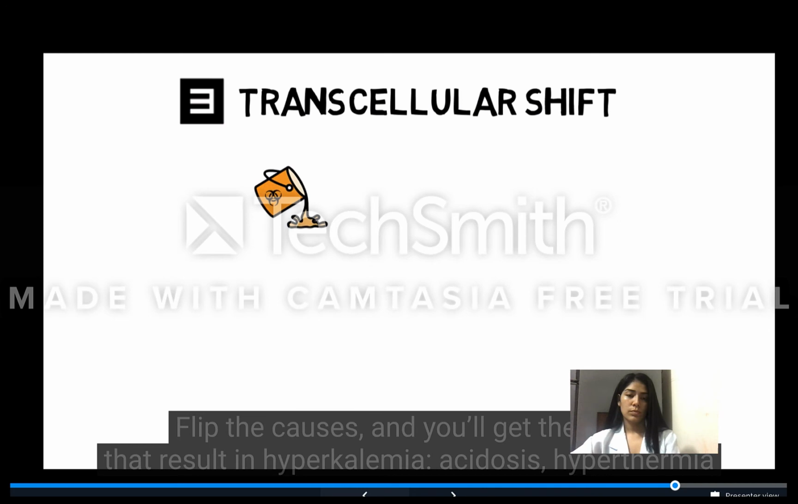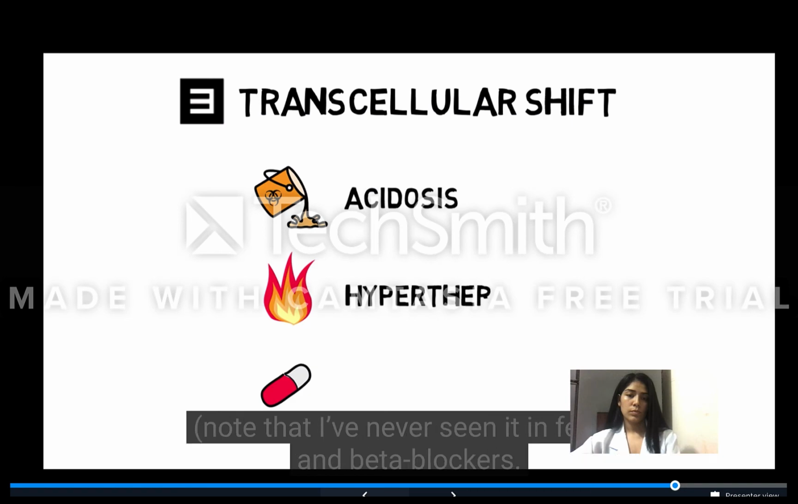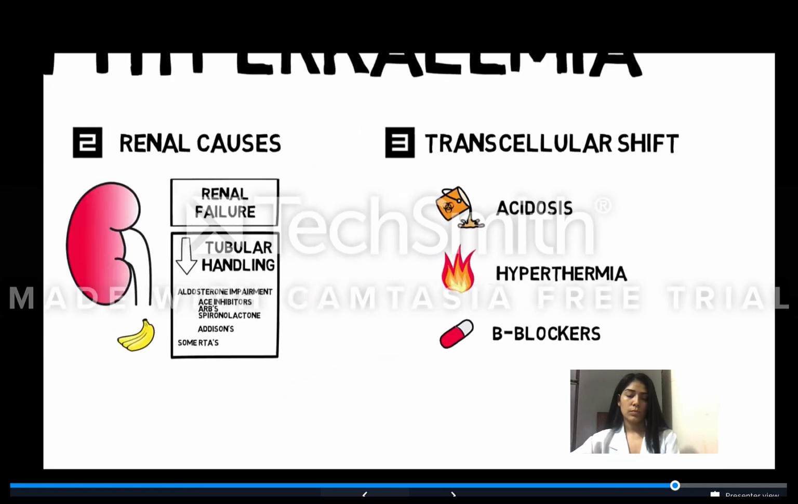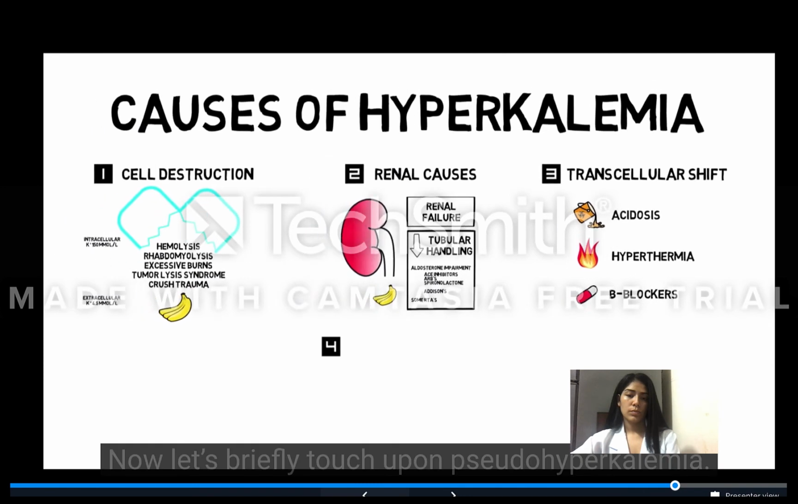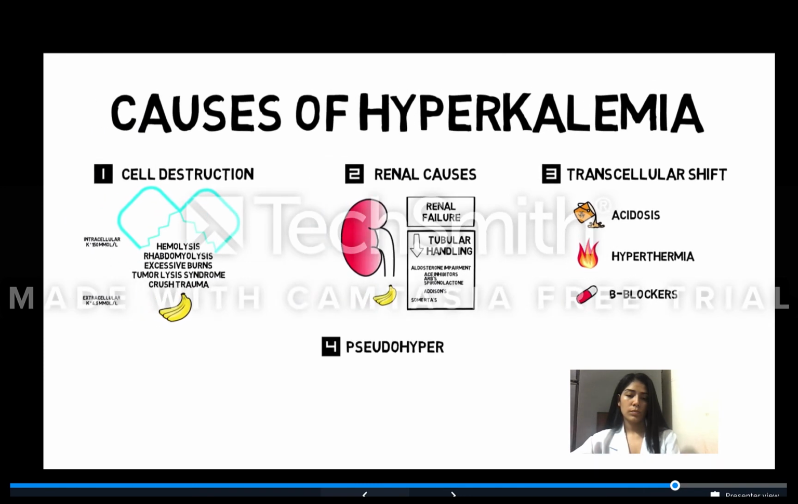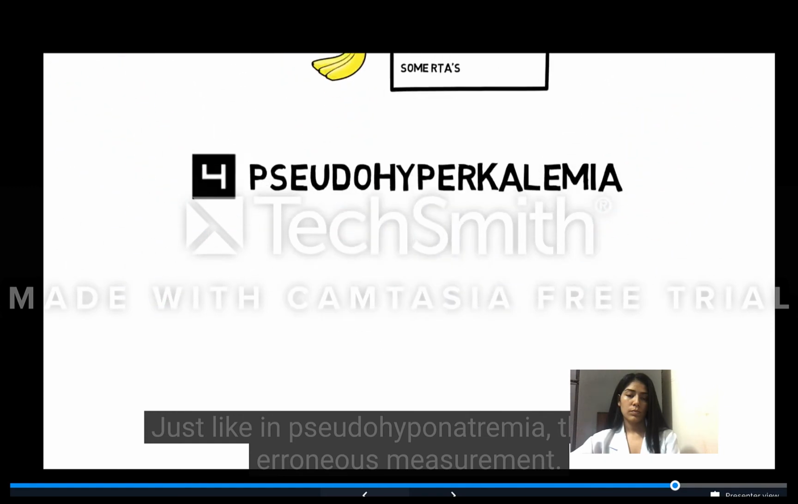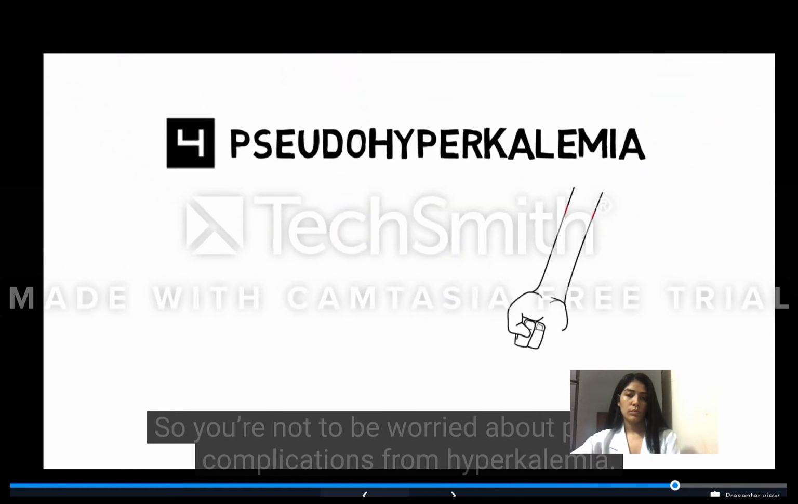Flip the causes and you'll get the ones that result in hyperkalemia: acidosis, hyperthermia, note that I've never seen it in fever, and beta blockers. Now let's briefly touch upon pseudohyperkalemia. Just like in pseudohyponatremia, this is an erroneous measurement, so you're not to be worried about possible complications from hyperkalemia.